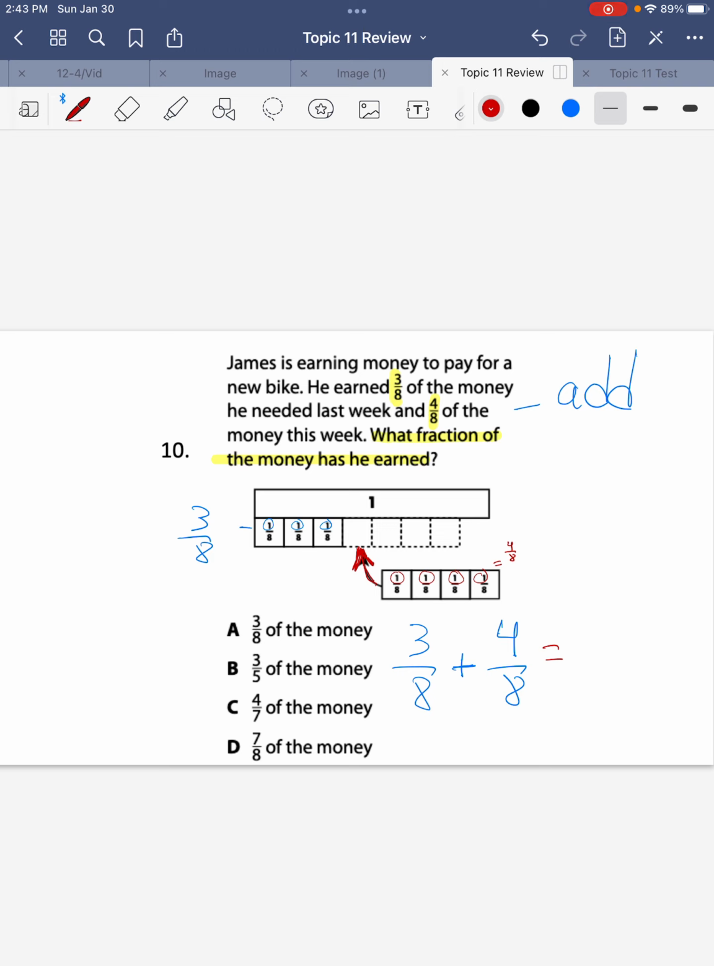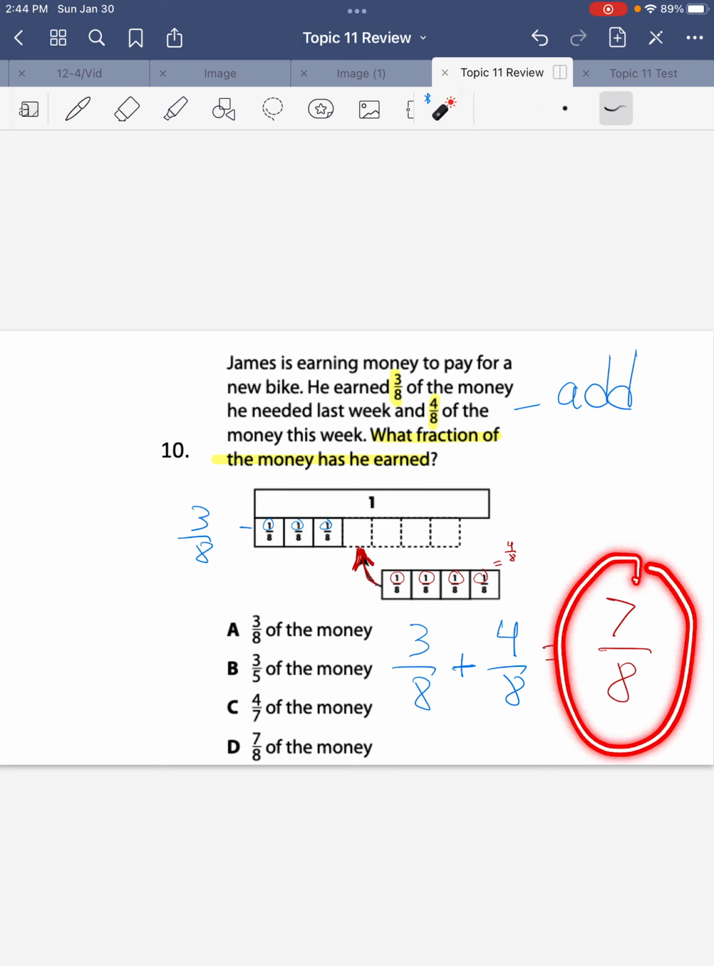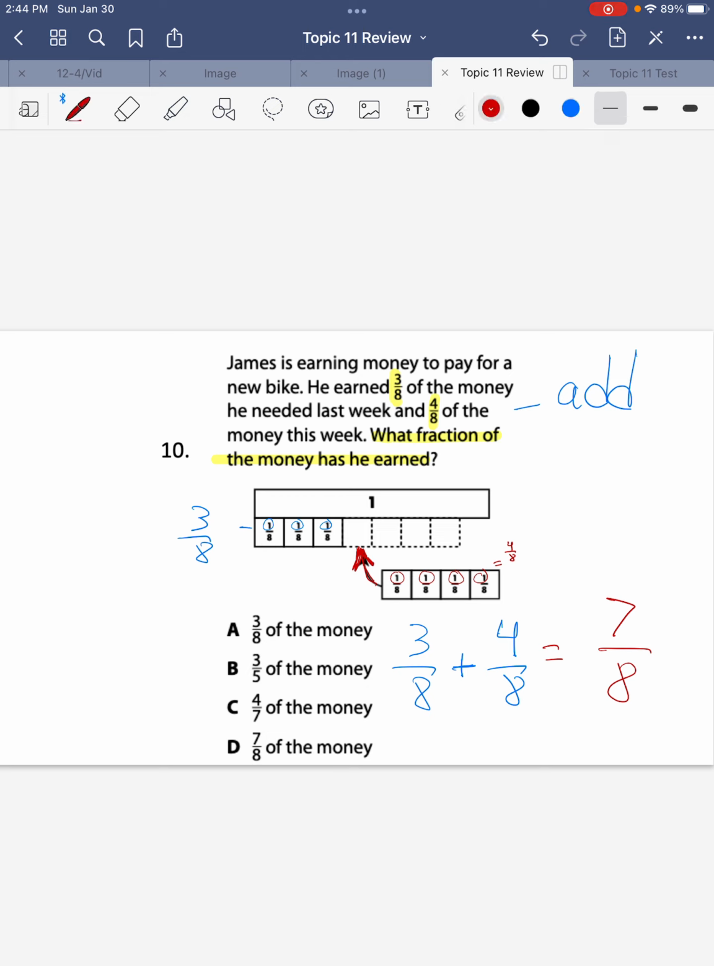Okay, so my denominator will stay the same. So I'm going to put an 8 here. Now I'm going to add 3 plus 4. I get a 7. Okay, and remember, these numbers are next to each other on the number line, so I do not have to simplify this fraction. And just to make sure, it is on here, 7/8. Okay, that is the review.